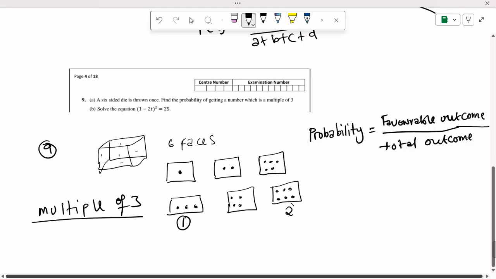So we have face number 2. We have this 3, it has 3 dots. This one has 6 dots. So 6 divided by 3 is 2. 3 divided by 3 is 1. Okay, so meaning probability.